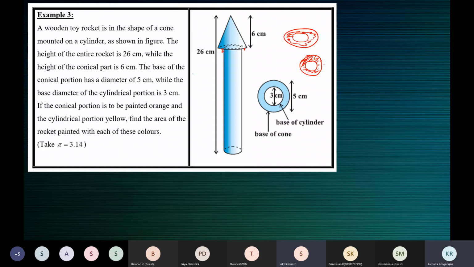Okay, reading further. If the conical portion is to be painted orange and the cylindrical portion yellow, find the area of the rocket painted with each of these colors. So the conical portion is painted orange and the cylindrical portion yellow. You should find the area of the cylindrical portion, which is painted yellow, and the area of the conical portion that's painted orange, separately.